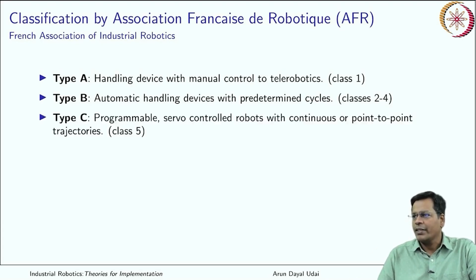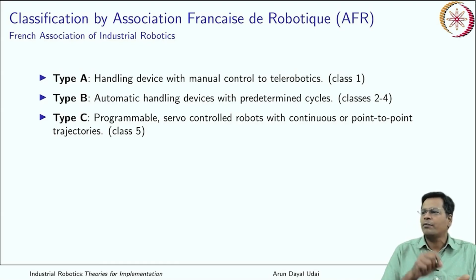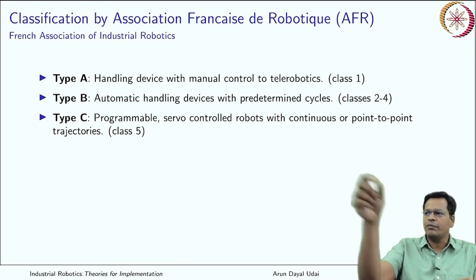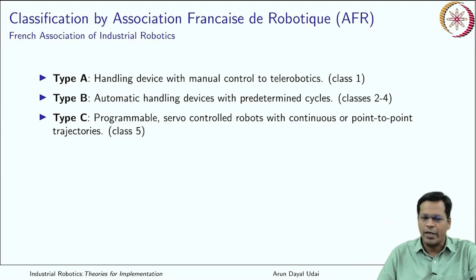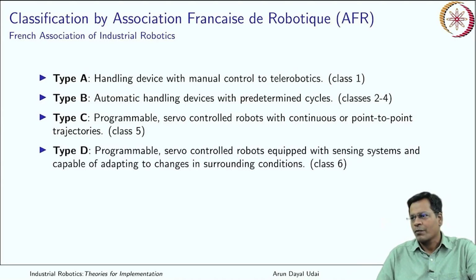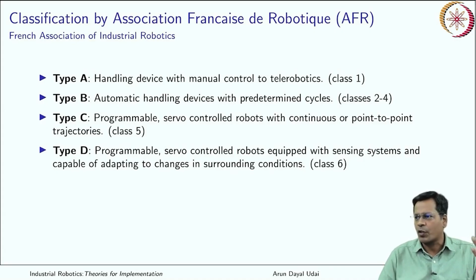Then type C includes the programming aspect: programmable servo controlled robots with continuous or point to point trajectory. So now it can be programmed for going from one point to a different point in a given trajectory also. This is basically class 5 of JIRA. Type D is basically the intelligent robot. It is programmable also, with servo controlled robots equipped with sensing systems.